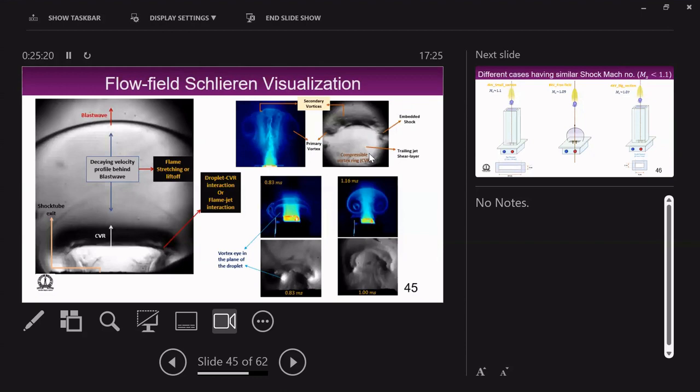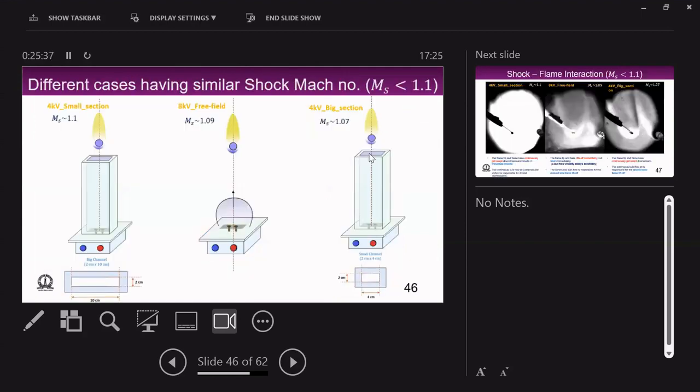Forget about all these numbers. Just look at some of the pretty pictures once again over here. So this is the blast wave. Again, there is a decaying velocity behind the blast wave, which actually leads to this vortex formation. Okay, and that is what actually interacts with the drop. As simple as that. So you can have different Mach numbers, all are above 1.